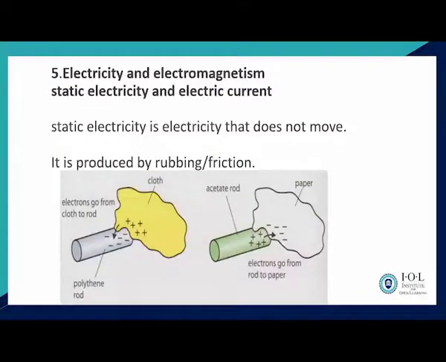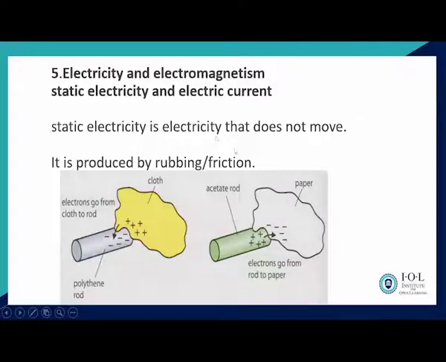Okay, we are moving on to Unit 5, Electricity and Magnetism. Static electricity and electric current. By definition, we should be able to give the difference between static electricity and electric current. What is static electricity? We describe static electricity as electricity that does not move. And we describe electric current as current or electricity that moves or that flows. It can flow from one terminal to the other. So this is the definition for static electricity, electricity that does not move.